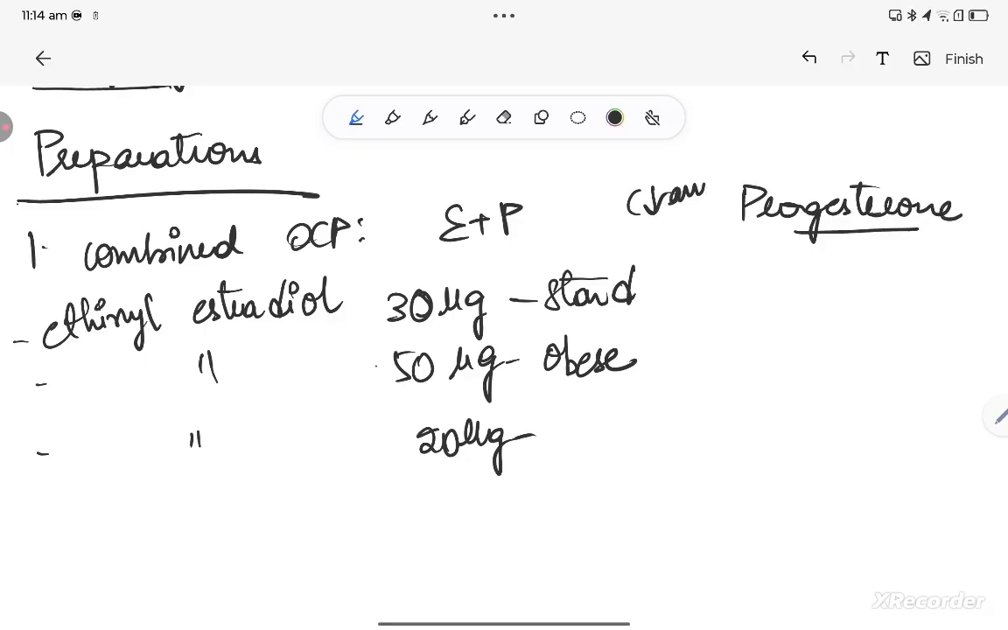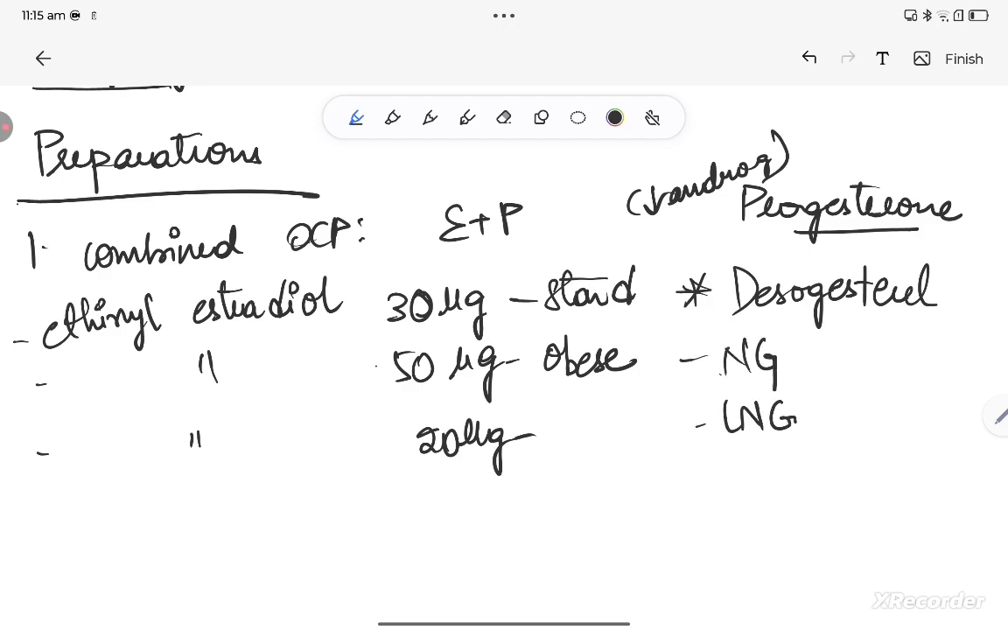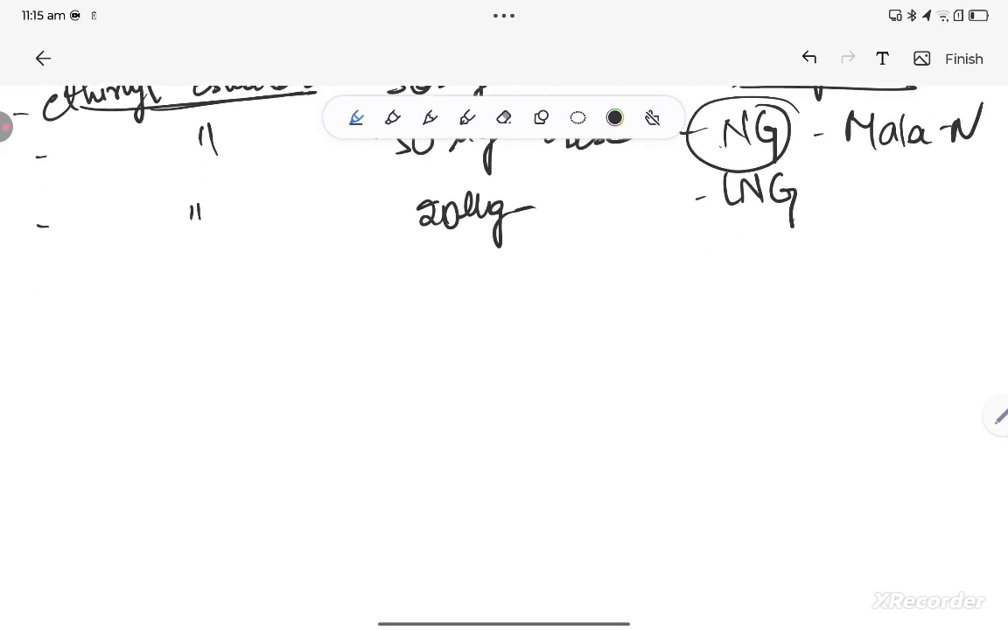For that reason, preferred progesterone is always desogestrel because it has least androgenic action. Government supply is either norgestrel or levonorgestrel. Ethinyl estradiol plus norgestrel is Mala N. Ethinyl estradiol plus desogestrel is Femilon. Clear? Now, how are these seen?